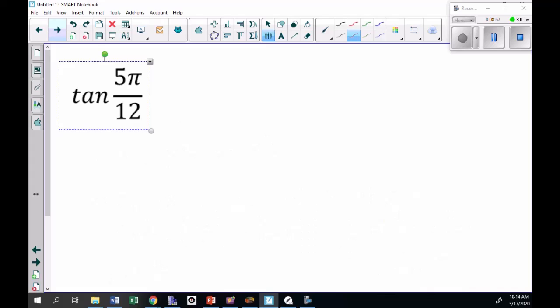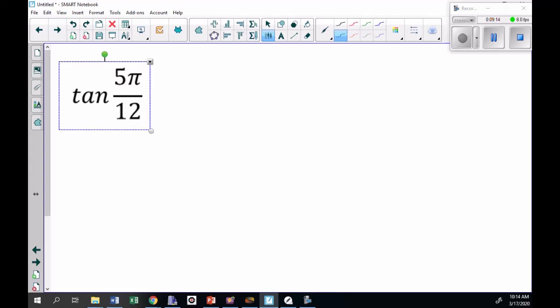To our very last question before the diploma question. So it says, well, it doesn't say it, I guess. I want to determine the exact value of this angle. So tan 5 pi over 12.